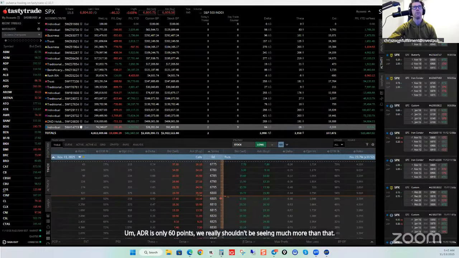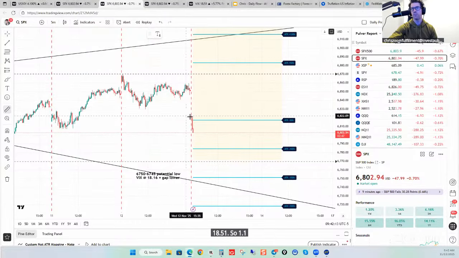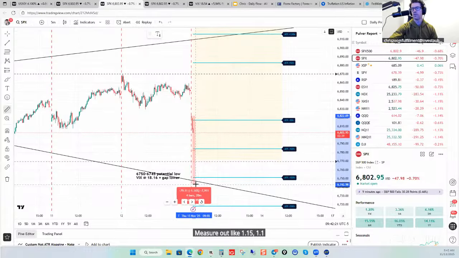The bottom, I don't want to call the bottom with the VIX going up. VIX is at 18.51. That's a little bit higher. So 1.15, 1.16 move. To be safe, take this. Measure out like 1.15, 1.16. So that puts us around 67.40 or so.